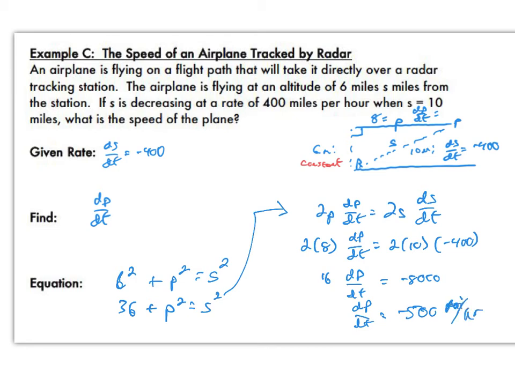Now that we know that, by the way, it did say speed, so we do need to take the absolute value of this, just because speed is always an absolute value of velocity. So 500 miles per hour seems to be the answer to the question. All right, one more.